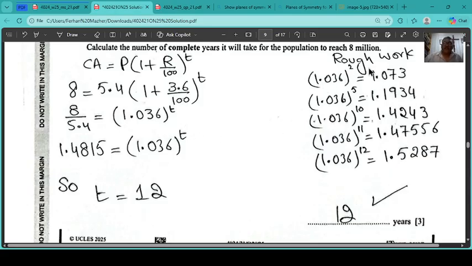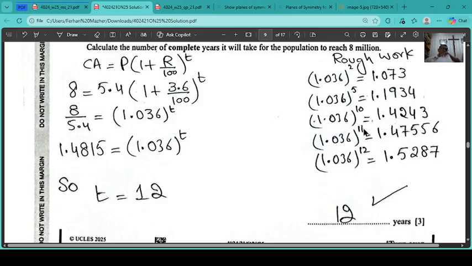So 1.036 raised to power 2 is 1.073, which is not right. I'm looking for 1.4815. So 1.036 raised to power 10, I got 1.424. So I am coming near this. Then I put 1.036 raised to power 11, I got 1.47555, so this is almost 1.48. And then I tried 1.036 raised to power 12, and that gave me 1.5. So I have crossed this.